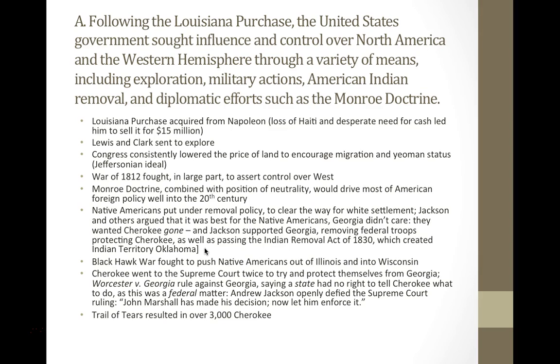All right, this is when Andrew Jackson says John Marshall made his decision, now let him enforce it. He says, I'm going to do what I want anyway. The Supreme Court doesn't have an army to stop me. All right, so we have the president, Andrew Jackson, just telling the Supreme Court to screw off. I'm going to do it anyway. All right, and that's going to lead to the Trail of Tears, which is going to result in over 3,000 Cherokee deaths in the process.